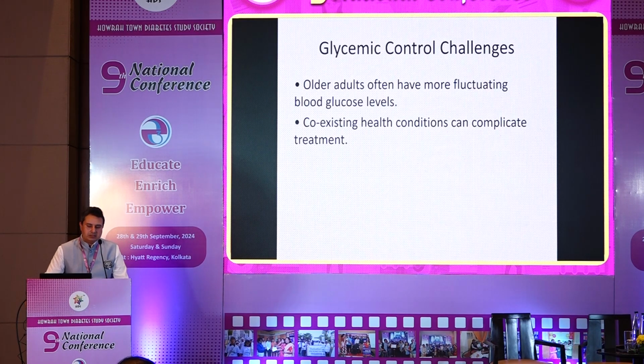Glycemic control challenges. Older adults often have more fluctuating blood glucose levels, and coexisting health conditions can complicate treatment issues. You have to be very judicious while trying to not over-treat the person while treating them. So be very, very careful, because we know there are many issues related to dyselectrolytemia, for example, in elderly individuals. We also want to ensure that you're not over-treating them, which would cause them harm.